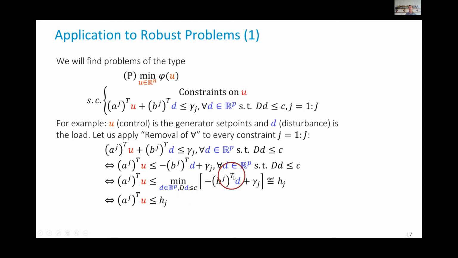So there are linear constraints on the disturbance d. D is typically a vector, not a single number like we had before. D has p dimensions, and the objective is linear. So we have to solve a linear program, one per inequality constraint here. I call hj the optimal value of this optimization problem, and then we can simply replace the robust constraint by a traditional constraint, which is just one linear constraint on u.